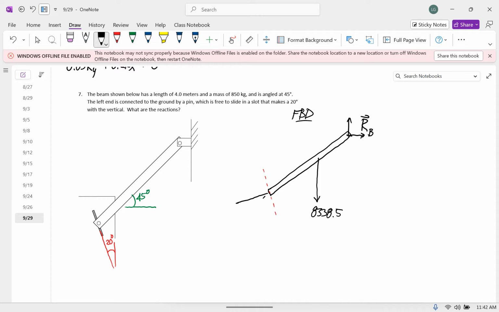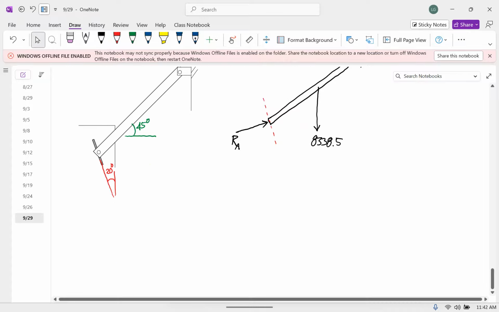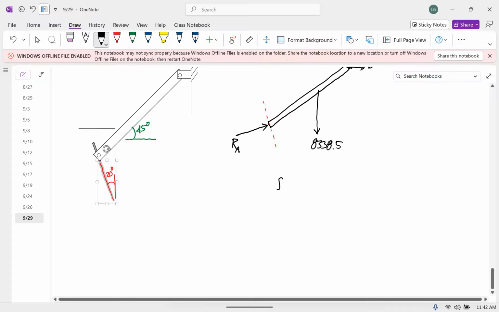So I'm going to do it this way because that's in the first quadrant. Doesn't matter which way though. And then I'll call this RA. So that's a complete free body diagram. And now I'm going to go to the table.